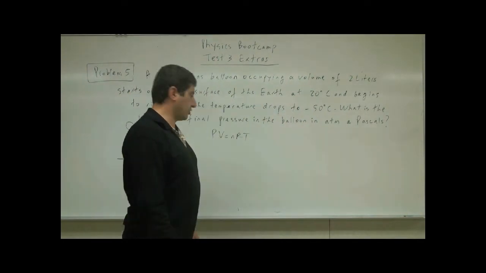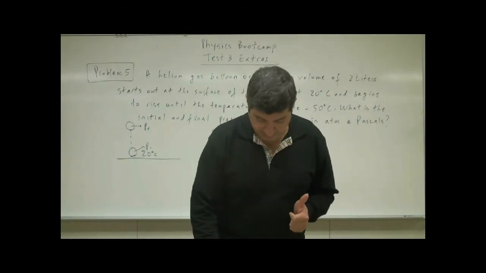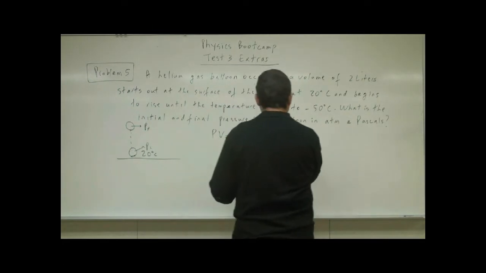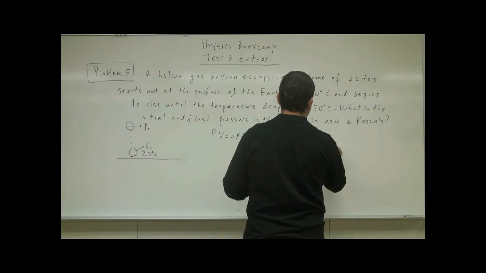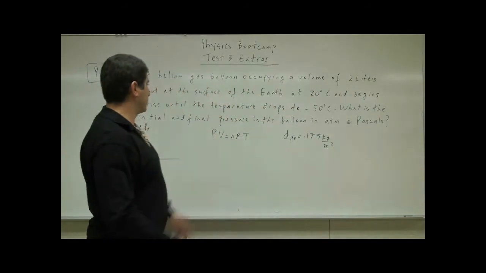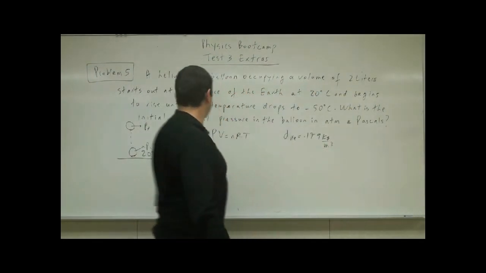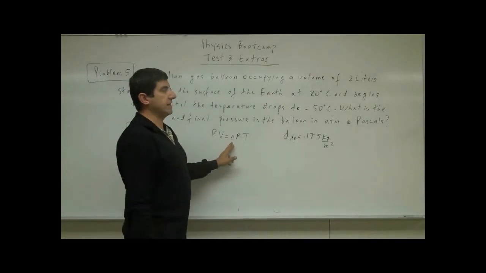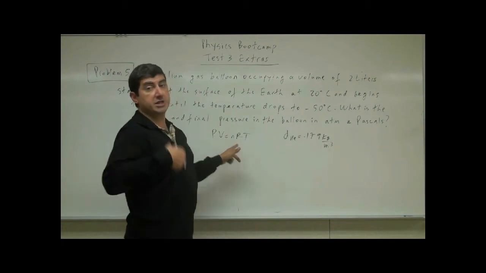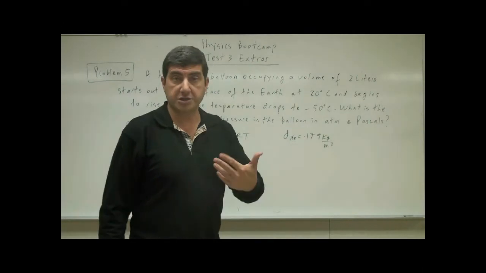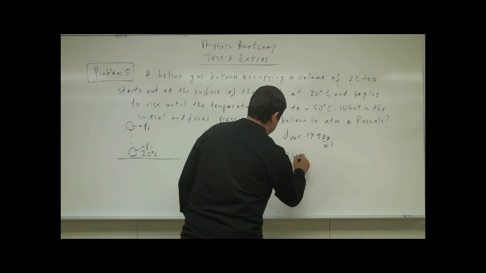Okay, so how are we going to do it? Well, we're going to have to use the density of helium. The density of helium is 0.179 kilogram per cubic meter. Why are we going to have to use that? Because they give you the volume of the balloon. In order to know how many moles, you're going to have to convert to the mass of the balloon, and then use the molar mass of helium. Okay, the volume is equal to 2 liters.